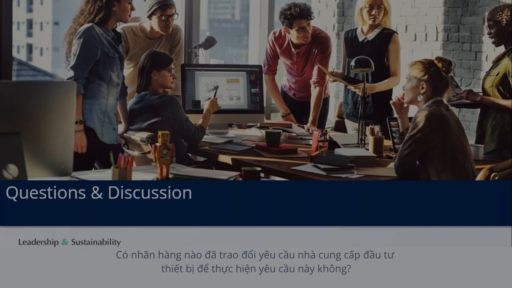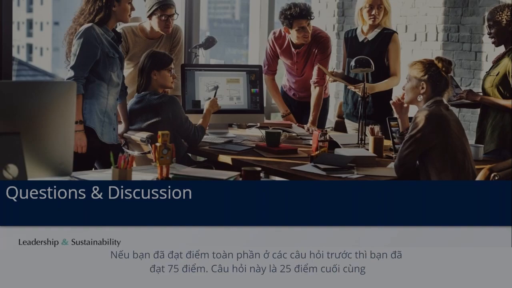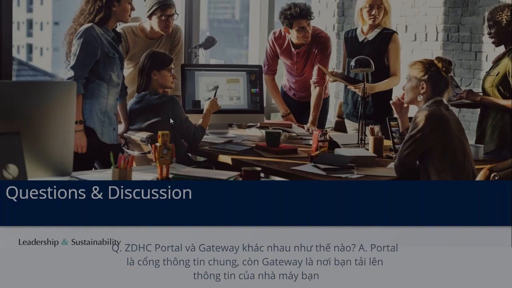I don't know of any brand that has communicated that specifically. It is very different from brand to brand exactly which requirements related to the Higg FEM they have. But also remember, this is the last question in that section, and the only level 3 question. So if you have full scores on all other questions, you should already have 75%, and this question would cover the final 25 points. As I said, I don't know exactly what the brands are asking of you.